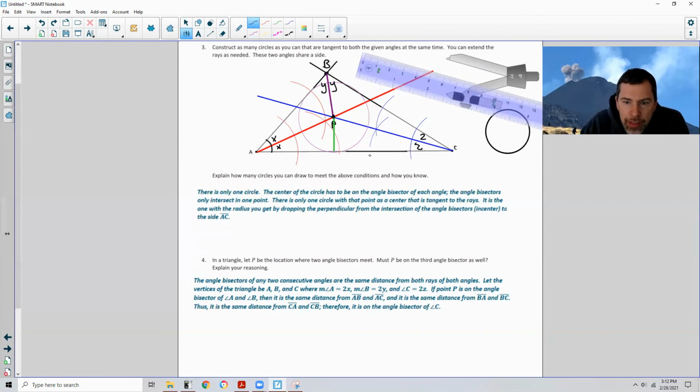And it is the same distance from BA and BC. Thus, it is the same distance from side CA and CB. That's all they're saying. Okay, hopefully that picture diagram helped.